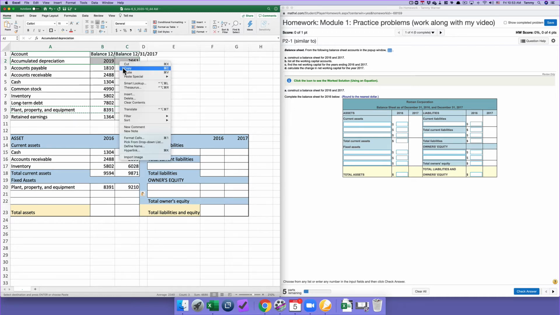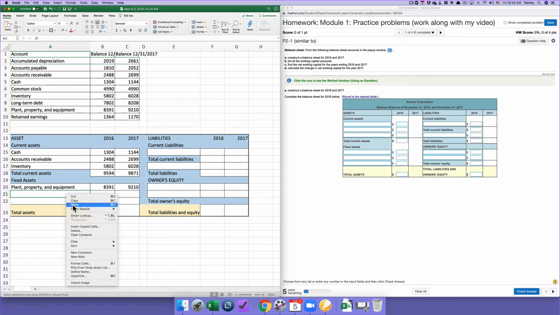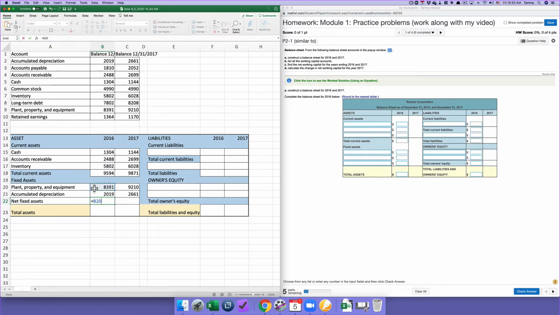asset category. And then you would say net fixed assets, I believe. Subtract the accumulated depreciation from the value of the property, plant, and equipment. And so then our total assets are going to be current assets plus net fixed assets. So that is that. Okay.